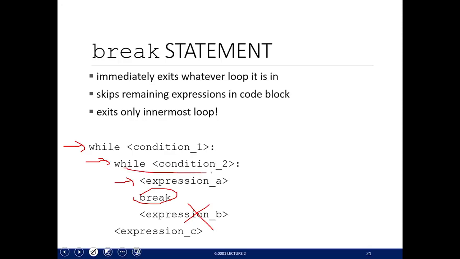So this while loop that has condition 2, that's the innermost loop that the break is found in. So we're going to exit out of this innermost loop here, and we're evaluating expression C. And notice we're evaluating expression C because expression C is part of the outer while loop. It's at the same level as this one. And these ones are part of the inner while loop.